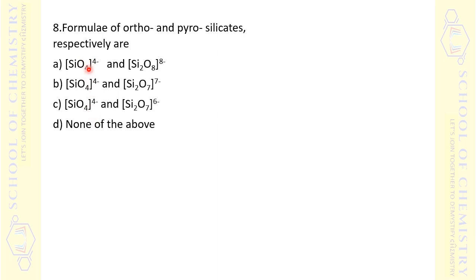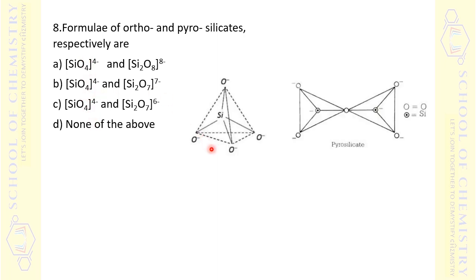And yes, it is correct that orthosilicate is SiO4 4 minus. You can find the structure here. Silicon has a tetrahedral environment around it, and it is linked to 4 oxygen atoms. Each oxygen atom has a 1 minus charge, and that is your simple silicate, which is known as orthosilicate. So this is actually your orthosilicate.